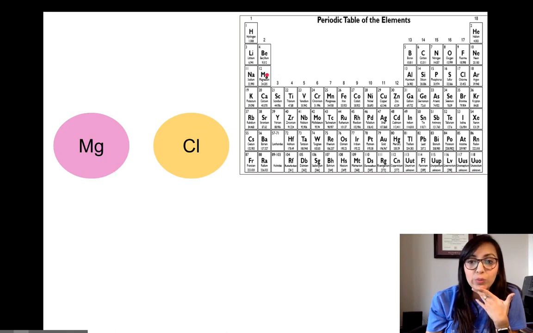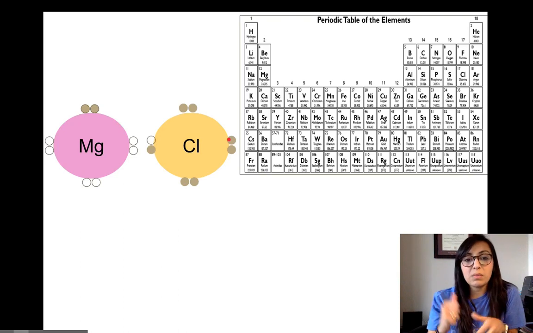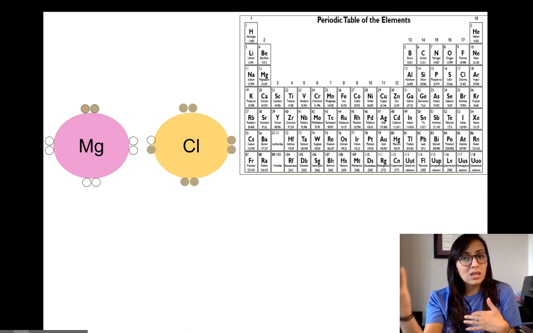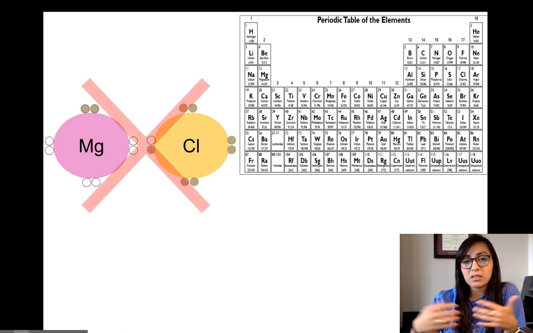Magnesium is in group 2, so it's going to have 2 valence electrons. Chlorine, we said, is in group 17, so it's going to have 7. So chlorine has 7, magnesium has 2. But 7 plus 2 is 9, not 8. So 1 atom of chlorine and 1 atom of magnesium, they're not going to bond.